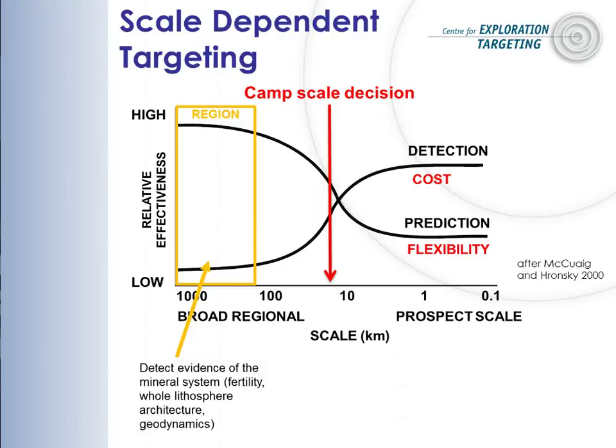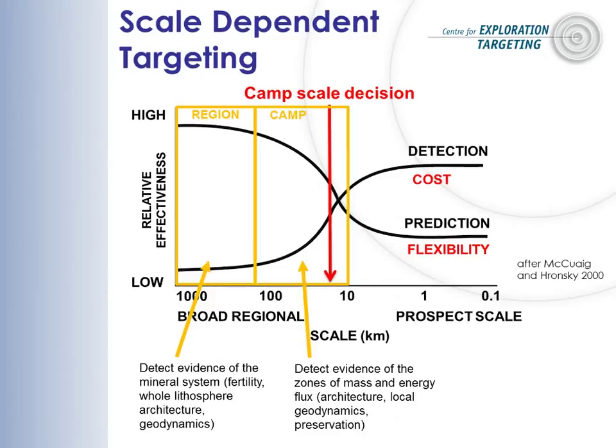When you then say, okay, this is the place I want to be in, now I'm worried about where the camp is. I want to detect evidence that the mineral system actually operated. I want to start to see evidence of the zones of mass energy and flux. So again, now I'm looking at architecture and local geodynamics. I'm also now worried about how I preserve the depositional zone.